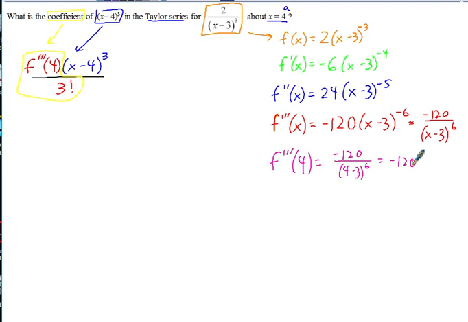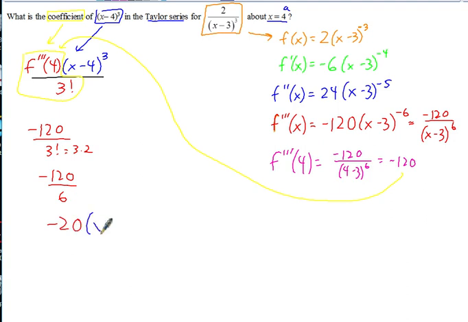So what we have here, to bring this down, we can substitute that right in here, because now we know what f triple prime of 4 equals. So it equals negative 120, this is our coefficient, divided by 3 factorial. But 3 factorial is just 3 times 2. So that's negative 120 divided by 6 is negative 20. So that would go with the (x minus 4) cubed term. But we're just asked for the coefficient. If we're asked for the whole term, that would be it. But since we're just asked for the coefficient, it would be negative 20.